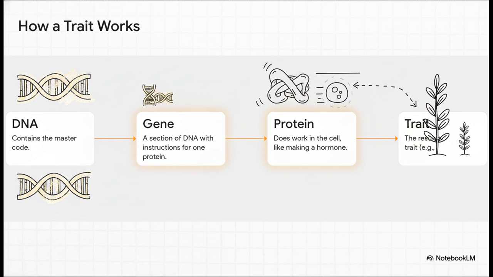So how do you get a trait from DNA? Well, it works like this. A specific section of your DNA is called a gene. This gene has the instructions to make one specific protein. That protein then does a job in your cell, like creating a hormone for growth. And that hormone results in a visible trait. For instance, a tall plant. It's like a chain reaction.